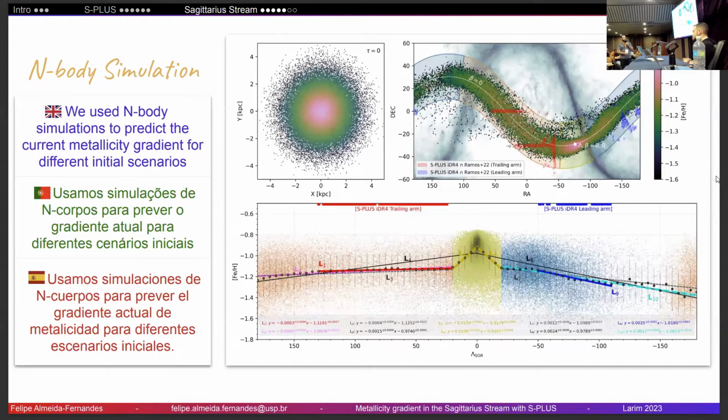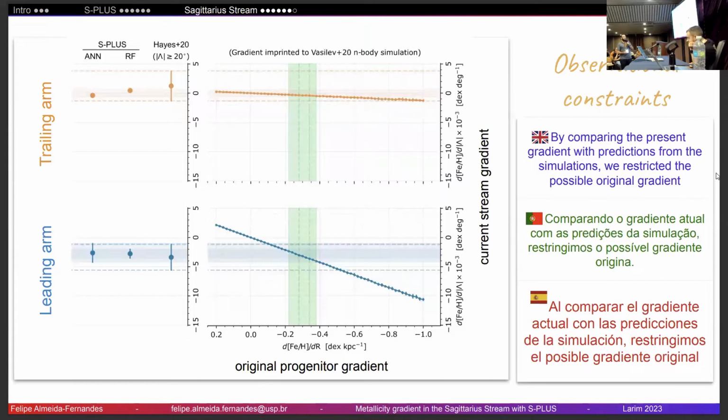So this is the simulated data, and we can see that it predicts a very small gradient for the trailing arm, as we observe, and is also observed with spectroscopic data, and it predicts a larger gradient for the leading arm. And we did this for several different scenarios of initial metallicity gradient for the progenitor of Sagittarius. And we were able to constrain this original metallicity gradient from the current metallicity gradient that we measure for the stream. So this is our main result.